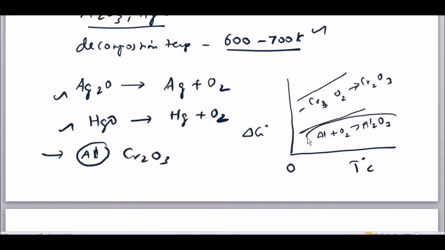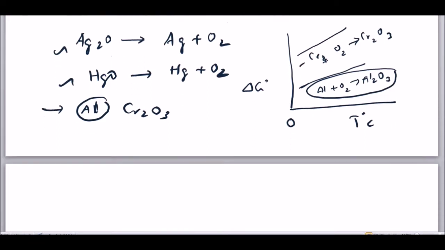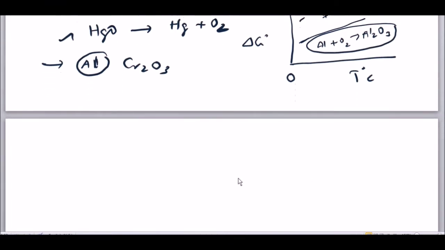All the metals present below this chromium can reduce it. Here aluminum is reducing. You see that aluminum can be used for the reduction of chromic oxide to form Al2O3 plus Cr. So this is also explained based on this Ellingham diagram.